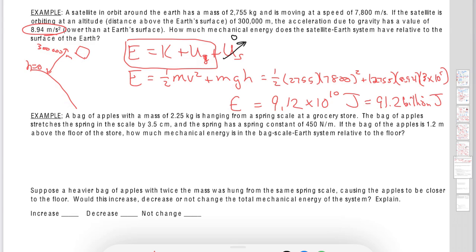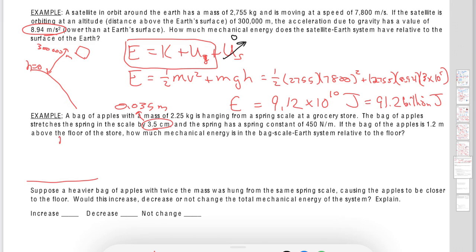Okay. Next question says a bag of apples with a mass of 2.25 kilograms hangs from a spring scale in a grocery store. The bag of apples stretches the spring and the scale by 3.5 centimeters. So again, we might as well just do this right off the bat. This has to be 0.035 meters. The spring has a spring constant of 450 newtons per meter. The bag of apples is 1.2 meters above the floor. How much mechanical energy is in the bag, scale, Earth system relative to the floor?